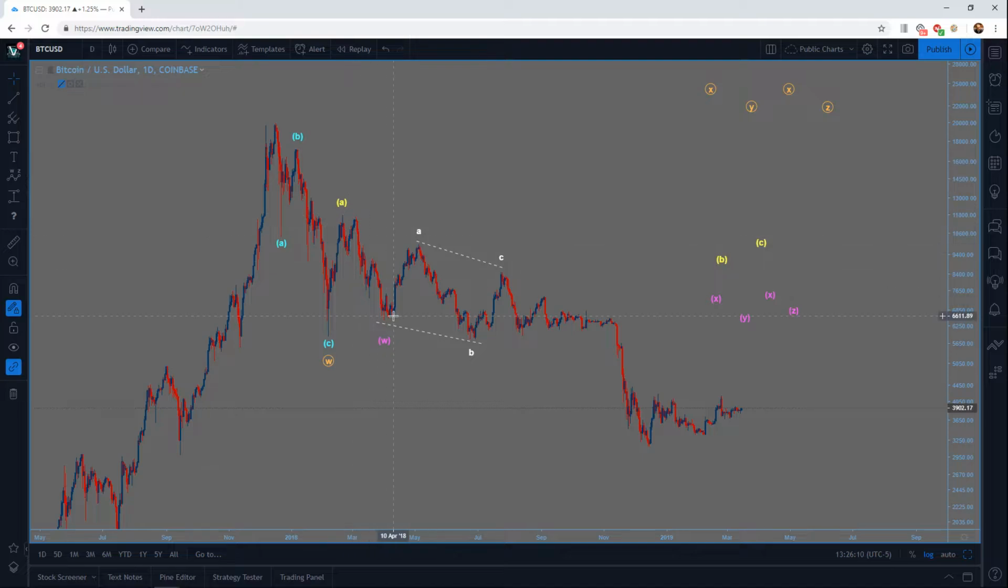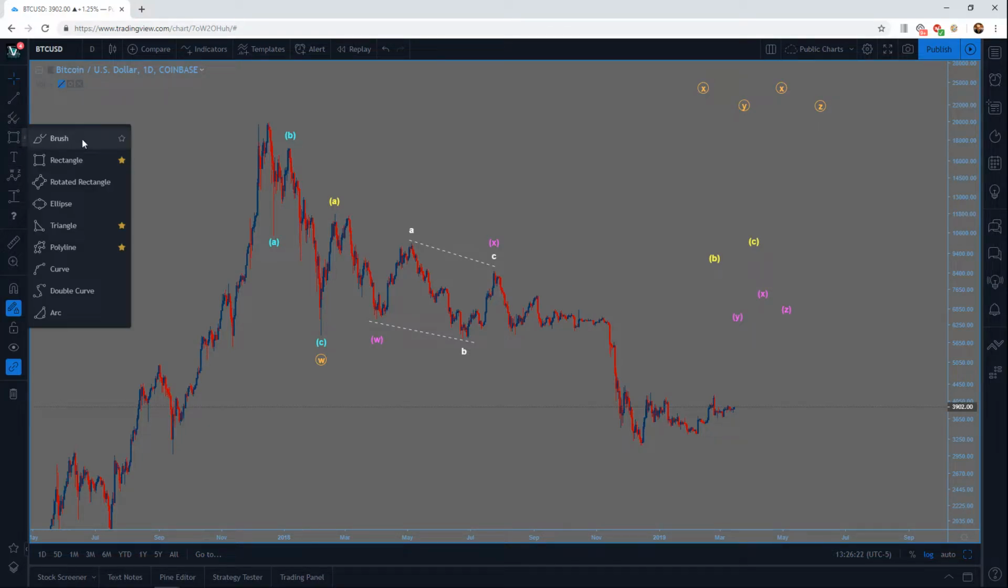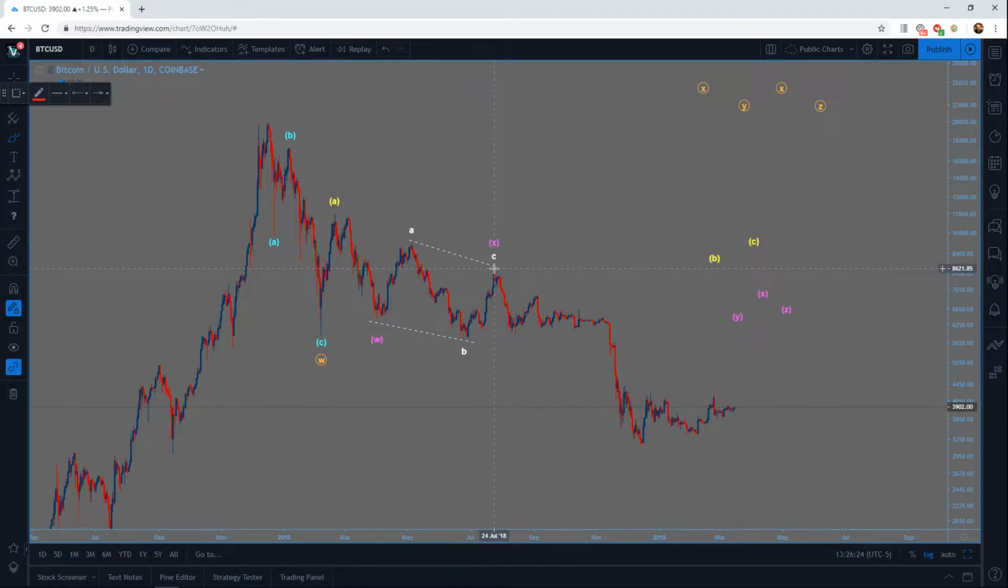So if this is a flat behind our W, then this would make an X wave. And behind that, we have another 3-wave move. For me, this is Y.